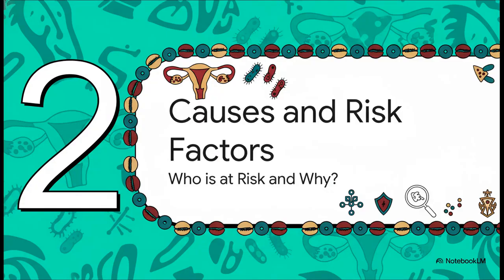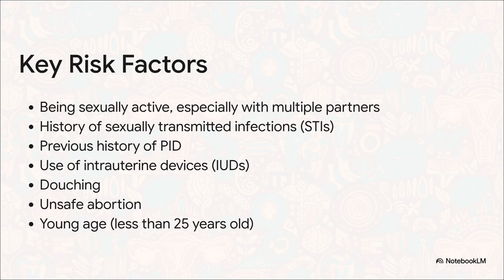Okay, so let's build on that. What kicks off this infection in the first place? And what kinds of things put a person at a higher risk for developing it? So this list lays out the big risk factors. It's a mix of behaviors, your medical history, and even your age. Now, some of these might seem pretty obvious, like having multiple partners or a history of STIs, but others are less intuitive. For instance, douching can actually mess with the vagina's natural balance of good bacteria, basically rolling out the red carpet for harmful bacteria to thrive and start their climb.